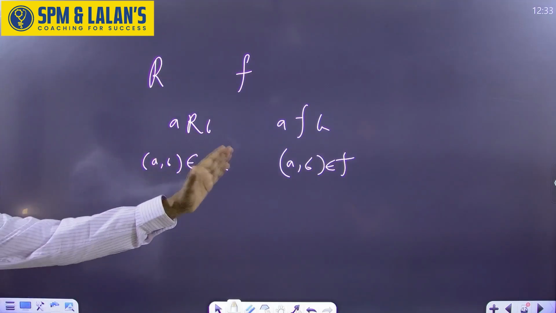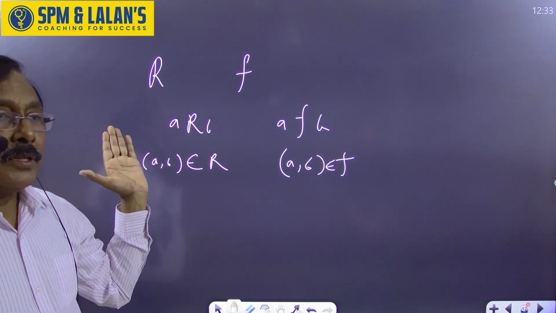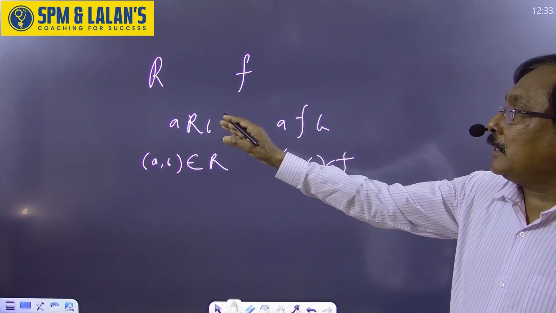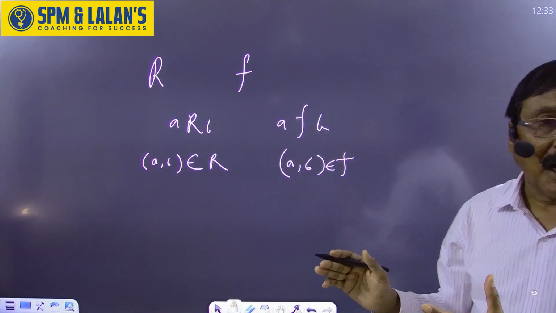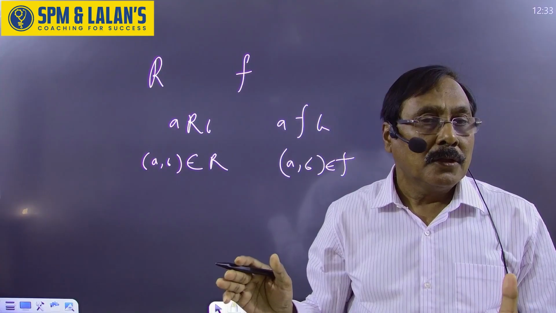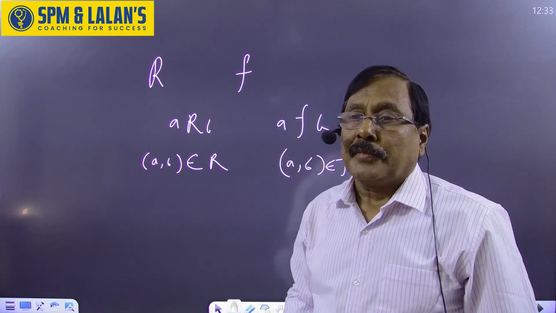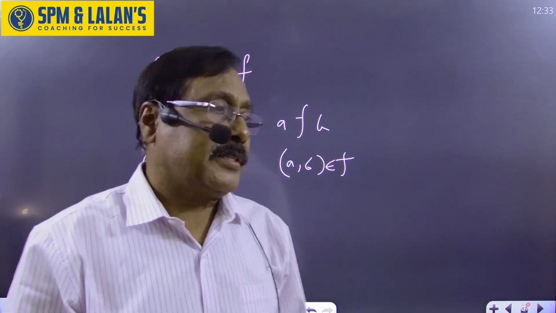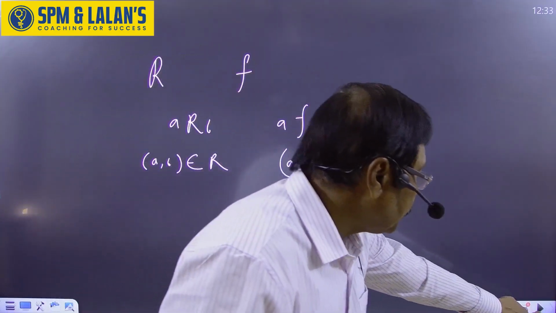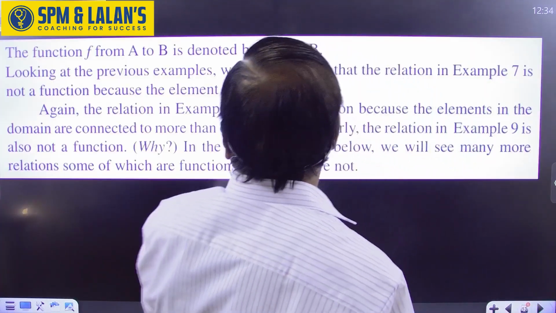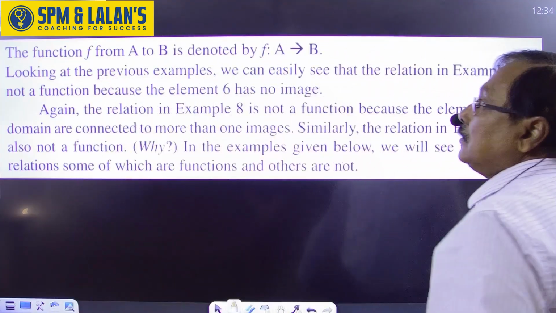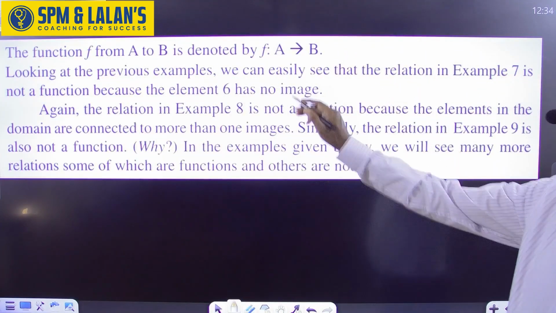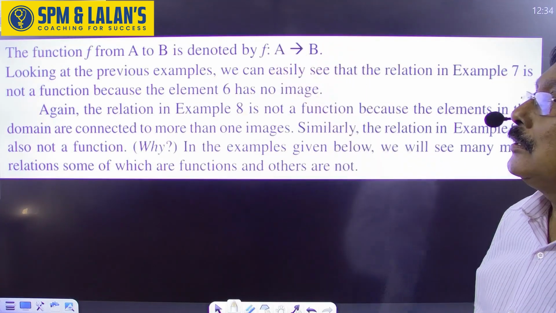What is the difference between these two? You have to understand whether function and relation are the same thing or different. So, what is the clear-cut difference between function and relation? A function f from A to B is denoted by f: A to B.